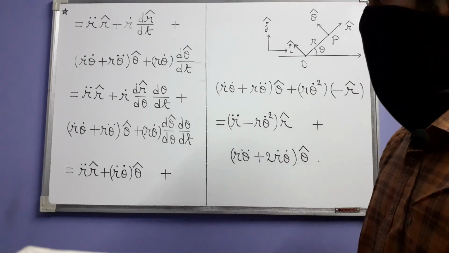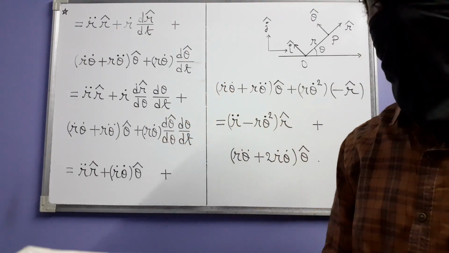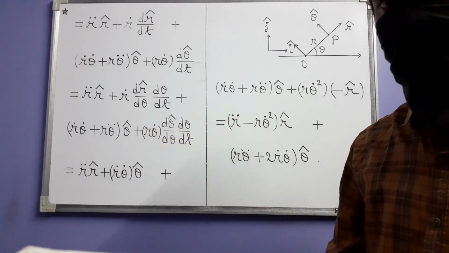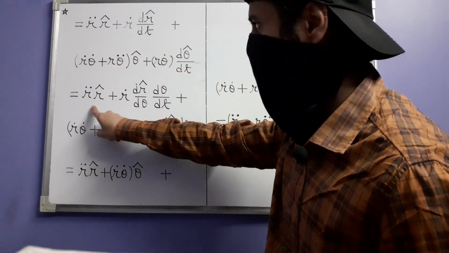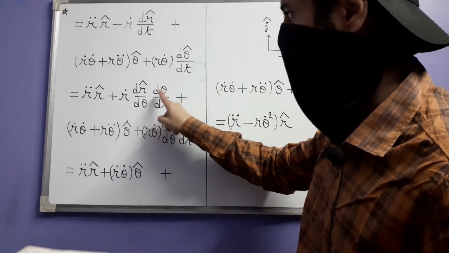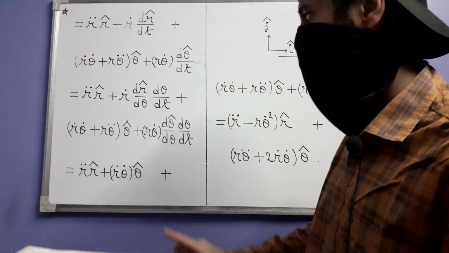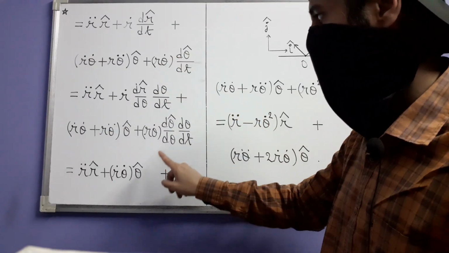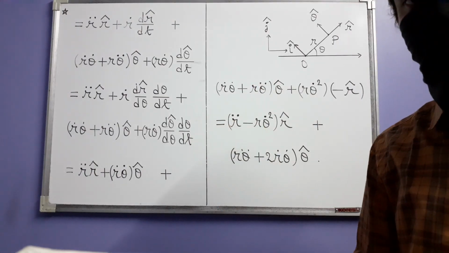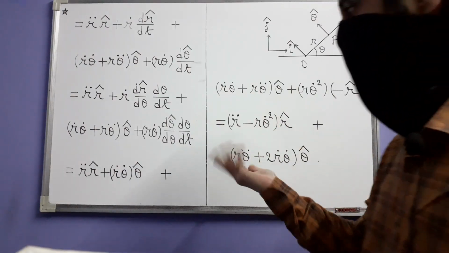So then in the next line we replace this derivative and this derivative by this and this respectively by the chain rule, and the others remain as they are. So this part remains the same. In this part, we have written dr hat d theta times d theta dt plus this also stays the same plus r theta dot times d theta hat d theta times d theta dt.